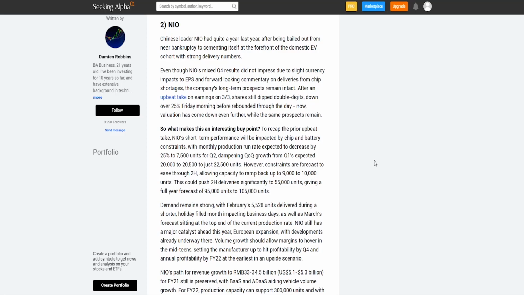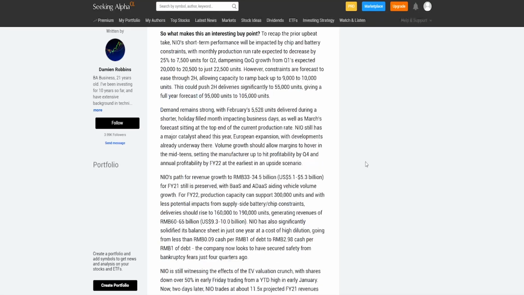To recap the prior upbeat take, NIO's short-term performance will be impacted by chip and battery constraints, with the monthly production run rate expected to decrease by 25% to 7,500 units for the second quarter, dampening quarter-over-quarter growth from the first quarter, expected at 20,000 to 20,500, to just 22,500 units. However, constraints are forecast to ease through the second half of this year, allowing capacity to ramp back up to 9,000 to 10,000 units. This could push up second half deliveries significantly to 55,000 units, giving a full year forecast of 95,000 to 105,000 units. Therefore, we can see that even in the midterm, it makes a no-brainer buy if you get this company right here, right now.